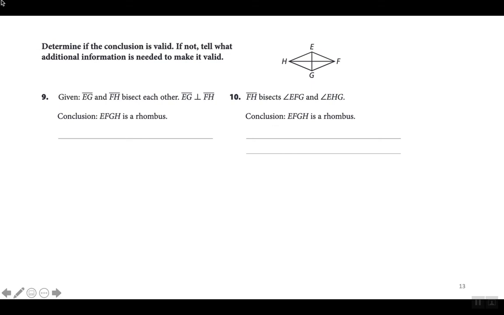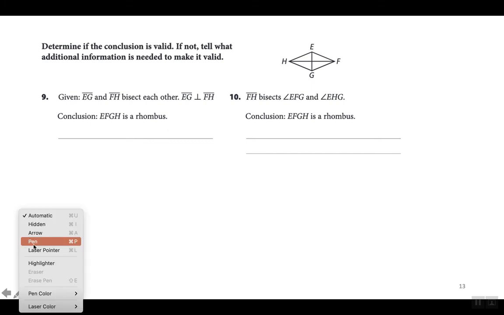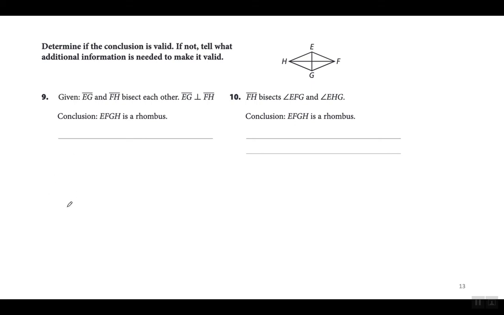Okay, questions 9 and 10. We also have to determine if the conclusion is valid, and if not, we have to say what additional information is needed to make it valid. All right, so for question 9, it says given that EG and FH bisect each other, and EG is perpendicular to FH, can we conclude that EFGH is a rhombus? Yes or no? Number 9 could be tricky.